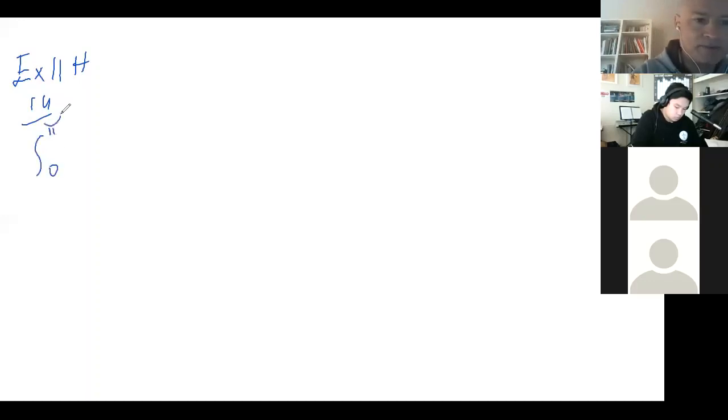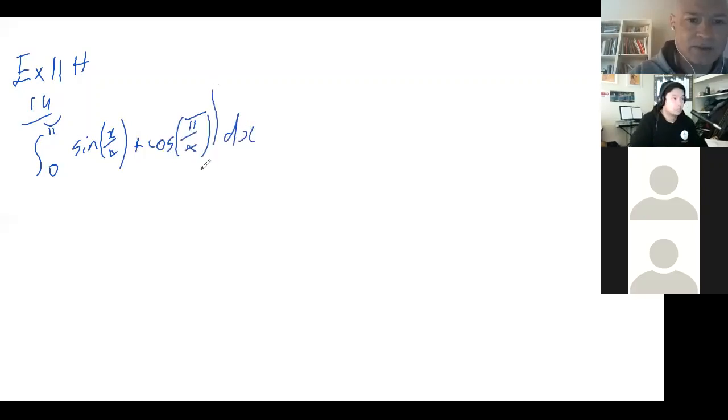So exercise 11H1G was the one I started doing yesterday. Exercise 11H1G. I'll start this one again. It was the integral from 0 to pi of sine of x divided by 4 plus cos of pi divided by 4 dx. So I'm going to put brackets around that.